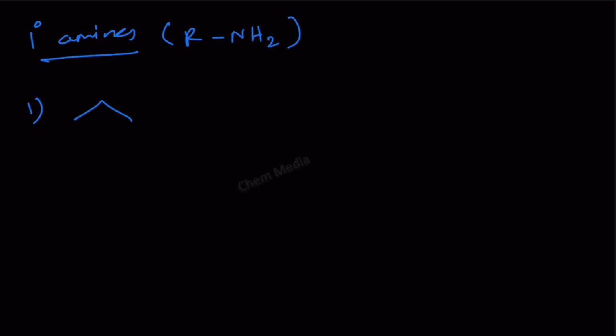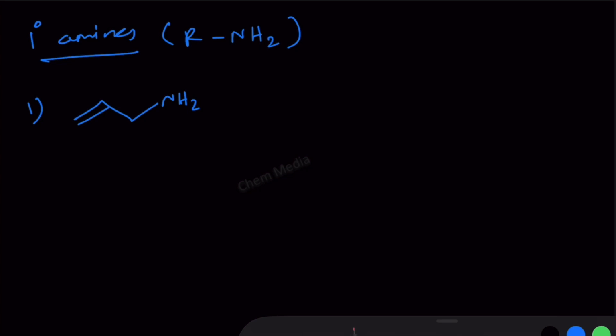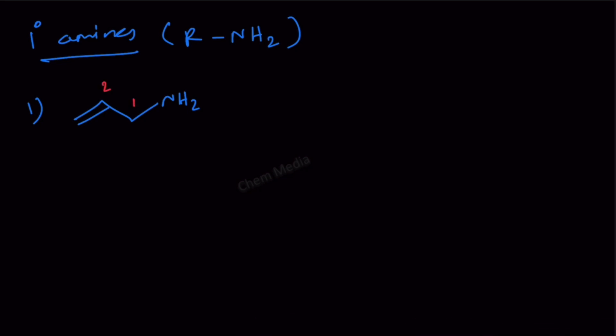Let's write the structures one by one and also their corresponding IUPAC names. At first I am going to write all primary amines. Primary amines means we should have an NH2 group. Basically the nitrogen is directly attached to only one carbon. So number 1, we can write 1, 2, 3 and then the NH2 group and then one double bond here. Let's number it 1, 2, 3. This is prop-2-en-1-amine. That's the correct IUPAC name for this molecule.